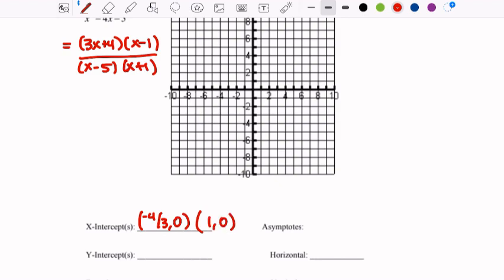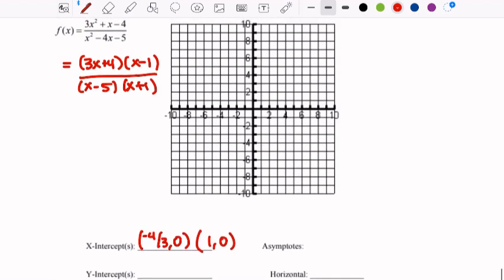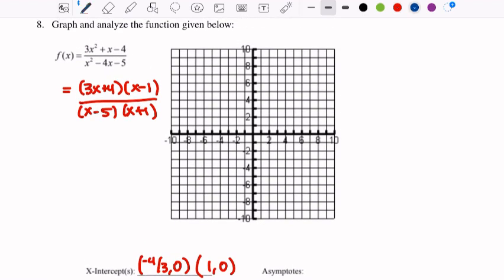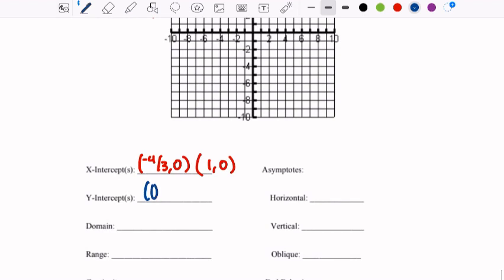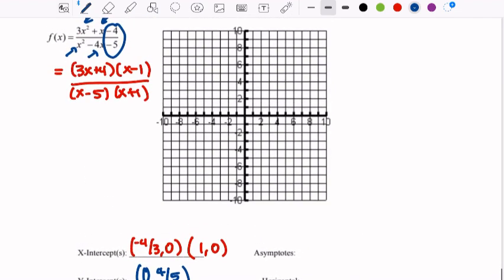Okay, y-intercept is going to be the value of this function when we plug in 0. So if I plugged in 0 here, here, here, and here, that means that my y-intercept is just going to be these two. So 4/5, 0, 4/5. Okay, before we get on to domain and range, it might be helpful to have a better picture of what this graph looks like.